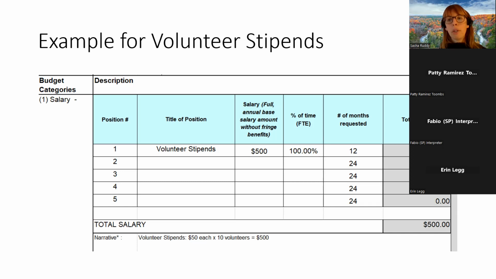But let me point you to the bottom of the screen, because this is the extra special point. In the narrative, we can see that it's volunteer stipends, just like the title of position. They're being paid at $50 each. That's super key. And that there's 10 volunteers. So right there, we have a story being told of where that $500 came from.